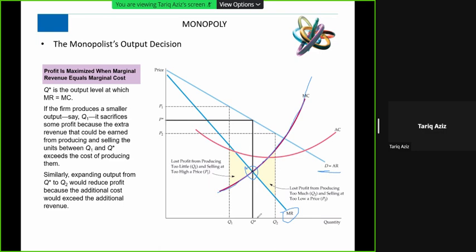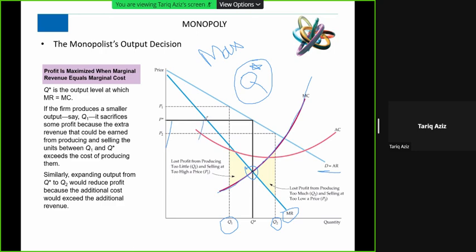If the firm produces Q star, in that case, the firm will make maximum profit. The profit of the monopolist will be maximized. The firm has a choice to produce at Q2 also. It can increase the level of production also. It can reduce the level of production also. In both cases, the profit will be there. But we are talking about maximization of the profit.